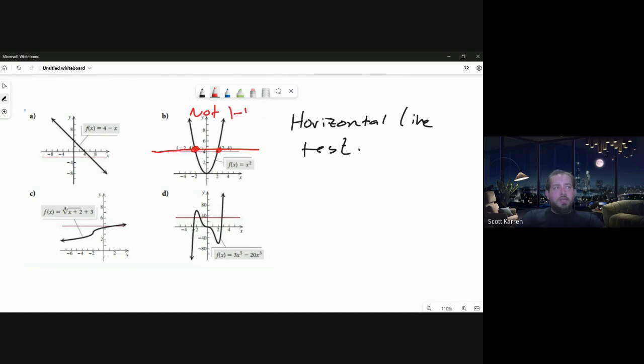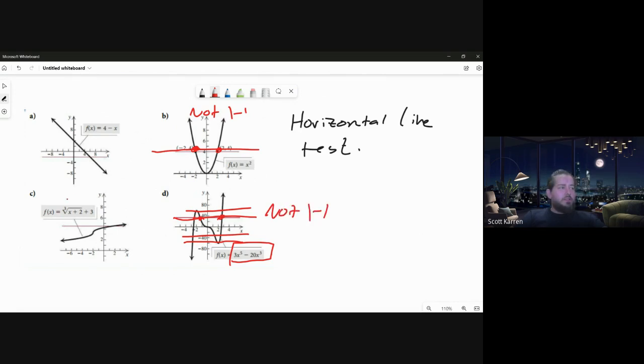So this is a parabola. I can throw a line through it anywhere and hit 2 points. It's not one-to-one. Likewise, this function here, 3x to the 5th minus 20x to the 3rd. Well, there's a line right there that hits it 3 times, right? There's a line here that hits it 3 times. There's a line here that hits it twice. There's a line here that hits it twice. If it fails anywhere, then it's not one-to-one.